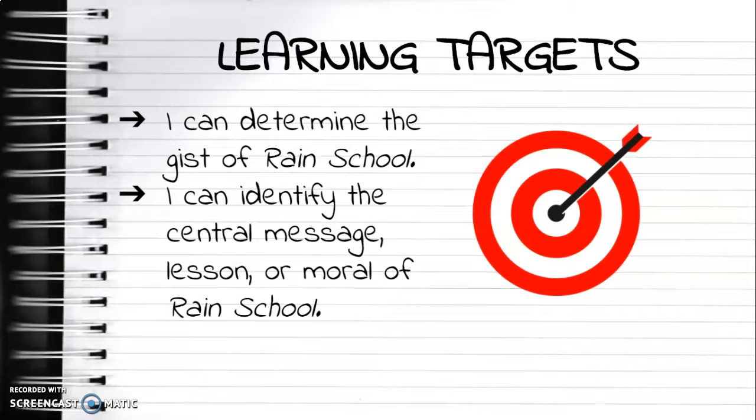Our learning targets for today are: I can determine the gist of Rain School. Remember, gist is what the story is mostly about. And I can identify the central message, lesson, or moral of Rain School. That's just the big takeaway that the author wants you to remember.